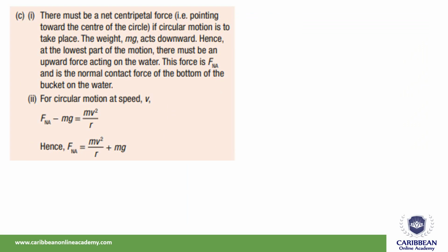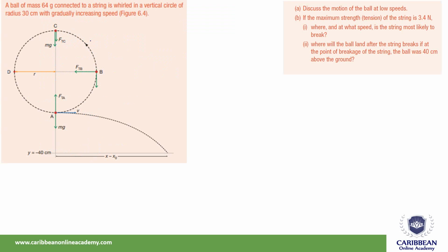All right. Now let's look at this question. It says here that a ball of mass 64 grams connected to a string is wheeled in a vertical circle of radius 30 centimeters, with gradually increasing speed. It says discuss the motion at low speed. So at low speed, what they really want us to do here is to just look at what is happening for each case, or each portion of the motion.